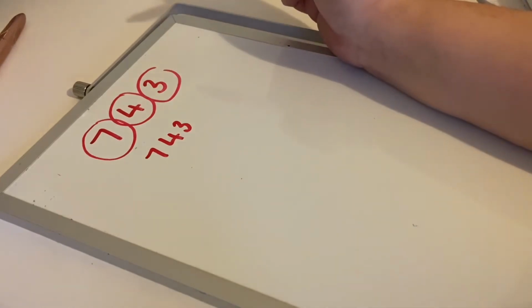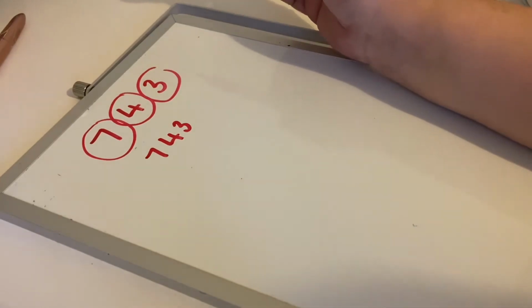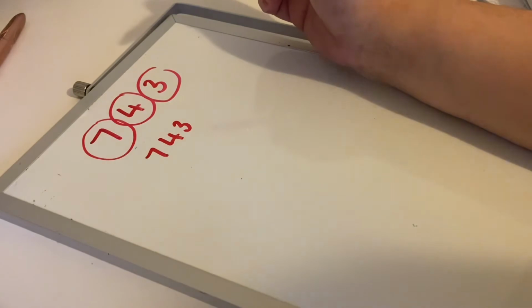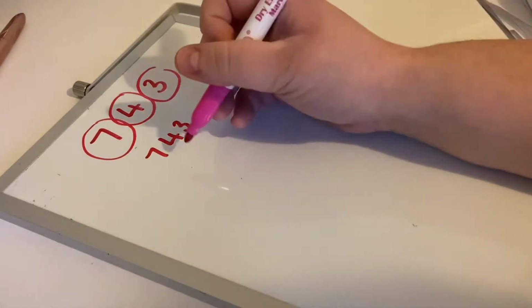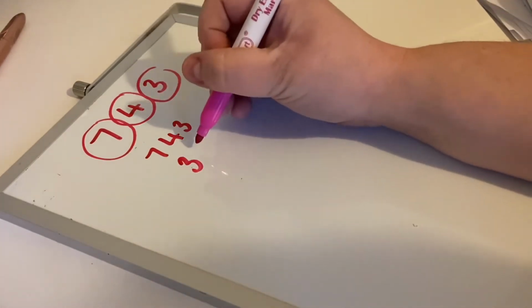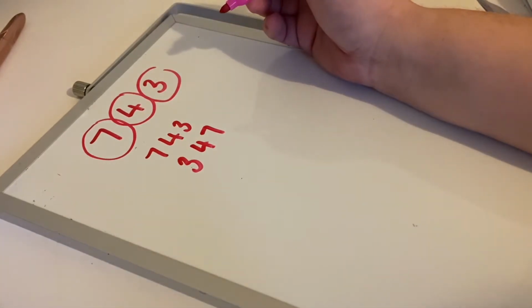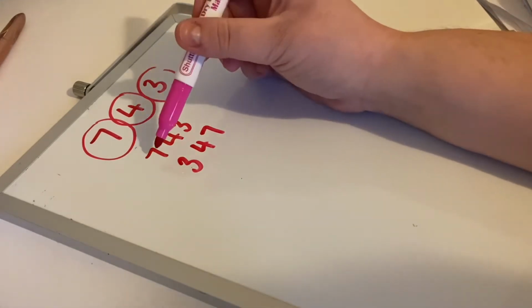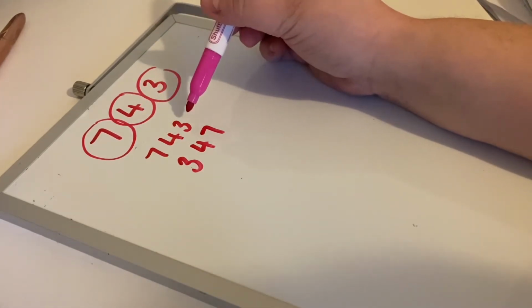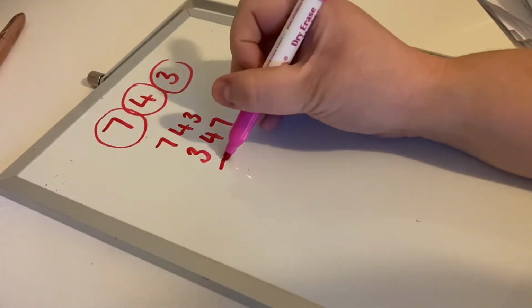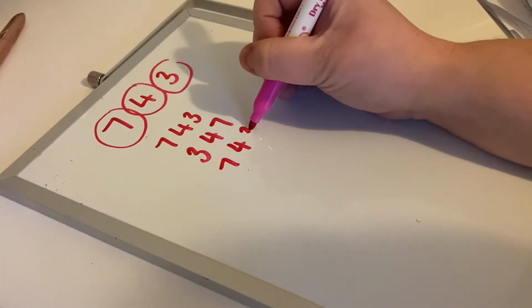The next one is, what is the smallest 3-digit number you can make? Which would be 347. The next one is the largest odd 3-digit number. Now, our largest number is odd because it ends in a 3. So that again would be 743.